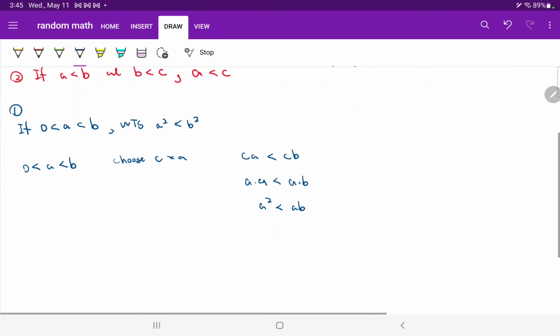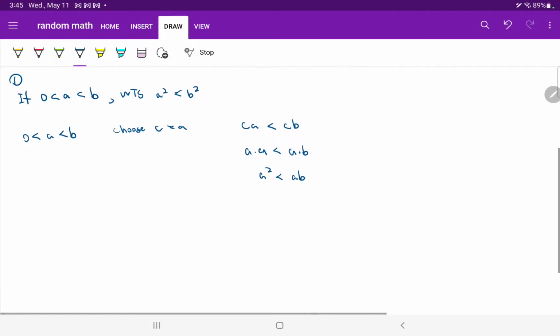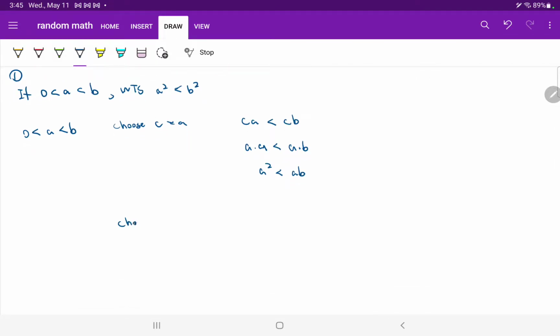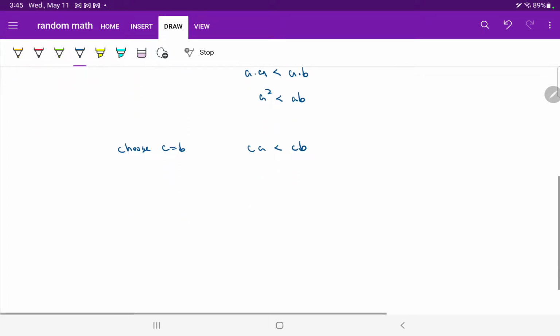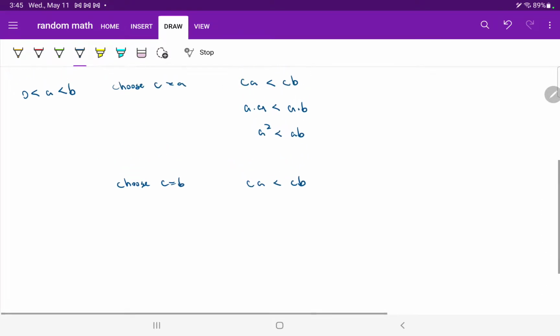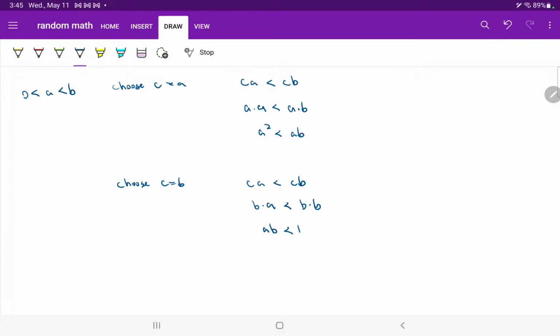Now that's for c as a. What about if we choose c to be b? Then we also know the property that ca is always smaller than cb. Same property, but in this case we choose c as b, so this just becomes b times a smaller than b times b, which means that ab is smaller than b squared.